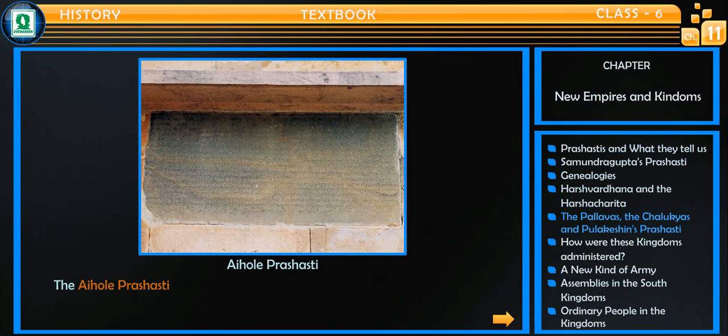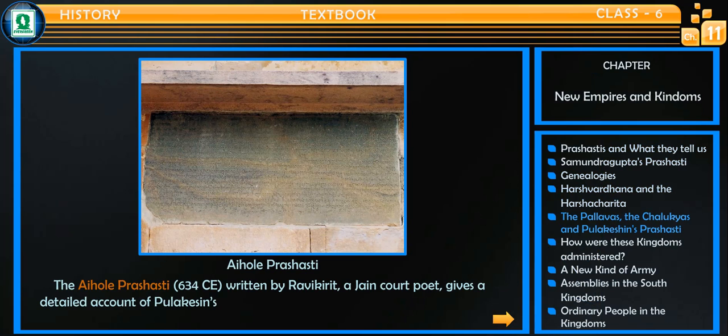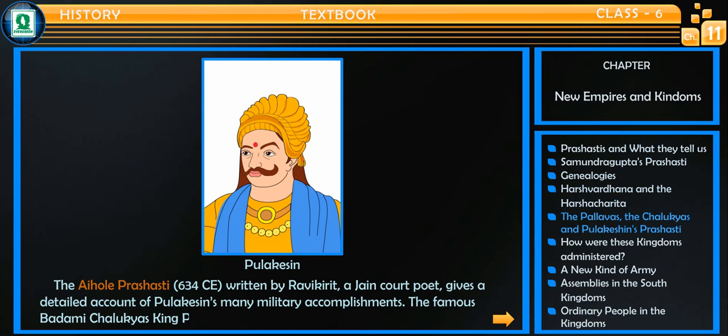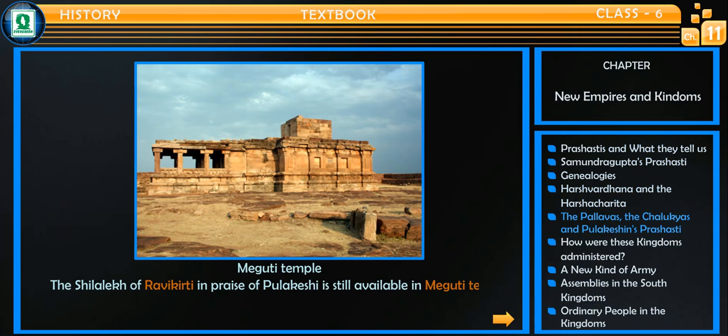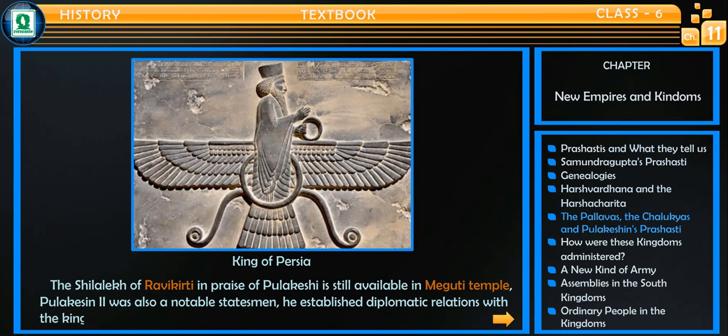The Aihole Prashasti, 634 CE, written by Ravikirti, a Jain court poet, gives a detailed account of Pulakeshin's many military accomplishments. The famous Badami Chalukya king Pulakeshin II, during 610 to 642 AD, was a follower of Jainism. The inscription of Ravikirti in praise of Pulakeshin is still available in the Meguti temple. Pulakeshin II was also a notable statesman. He established diplomatic relations with the king of Persia, Iran.